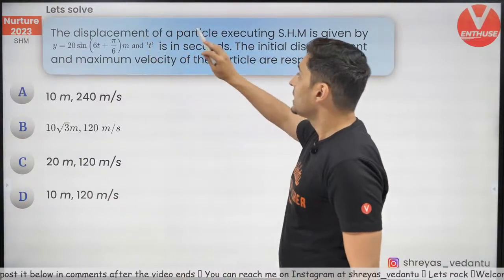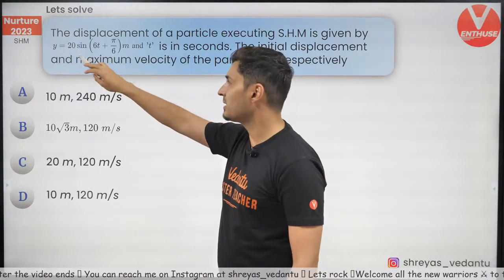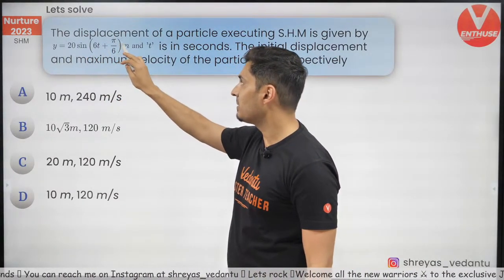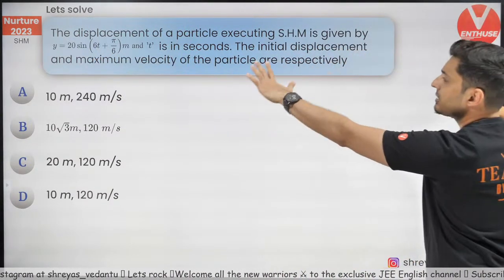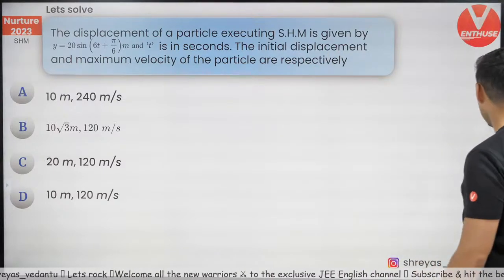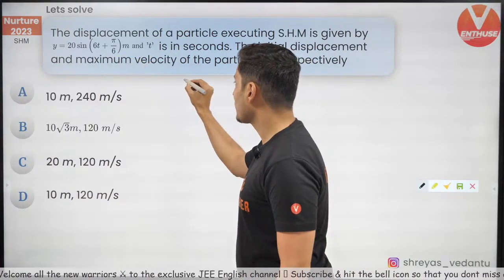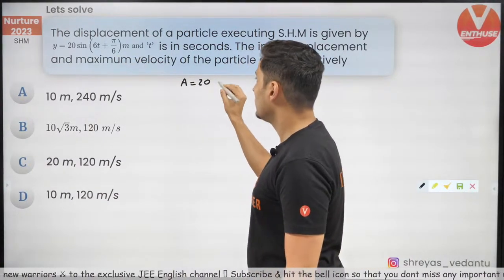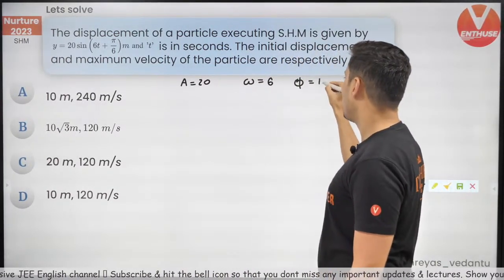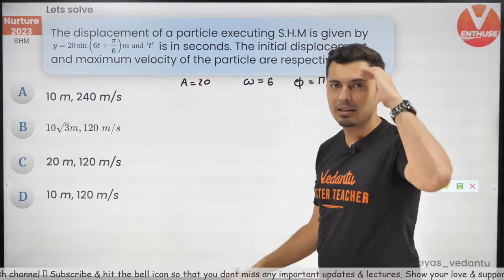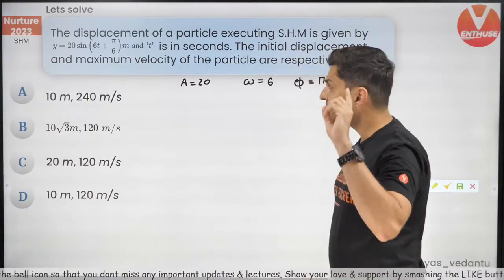Here it is. The displacement of a particle is given by this expression. I want you to be familiar with this expression: something sine something time plus something. This is amplitude, this is omega, this is phi. The time is in seconds. The initial displacement and the maximum velocity of the particle are how much? If you look at this expression, clearly the 20 is nothing but the amplitude. The 6 is nothing but omega. Phi is nothing but pi by 6. Just compare it, visualize it: A sine omega t plus phi. That's all.